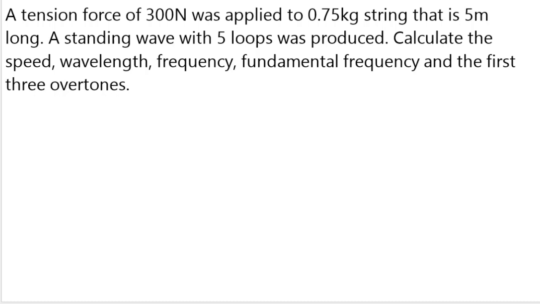Now let's try this one. A tension force of 300 newtons was applied to a 0.75 kilogram string that is 5 meters long. A standing wave with 5 loops was produced. Calculate the speed, wavelength, frequency, fundamental frequency, and the first 3 overtones.